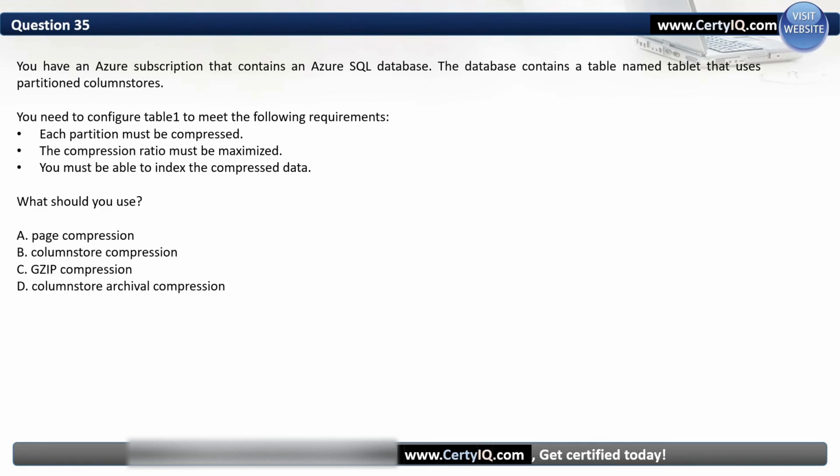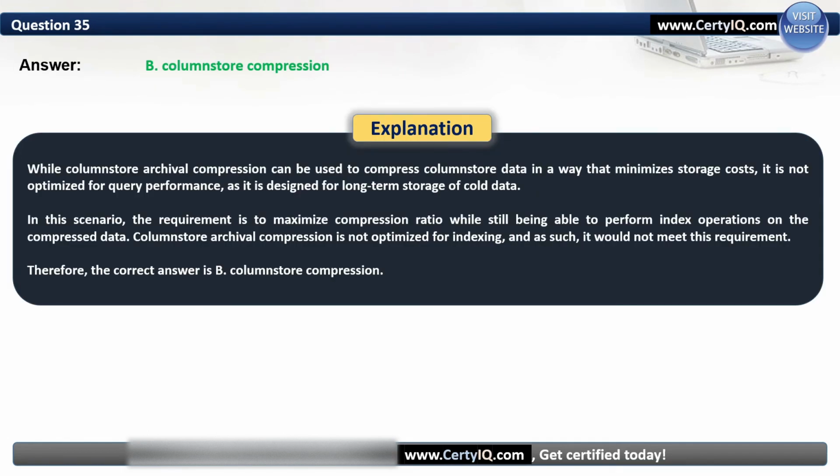The correct option is B. Column store compression. While column store archival compression can be used to compress column store data in a way that minimizes storage costs, it is not optimized for query performance as it is designed for long-term storage of cold data. In this scenario, the requirement is to maximize compression ratio while still being able to perform index operations on the compressed data. Column store archival compression is not optimized for indexing and as such, it would not meet this requirement. Therefore, the correct answer is B. Column store compression.